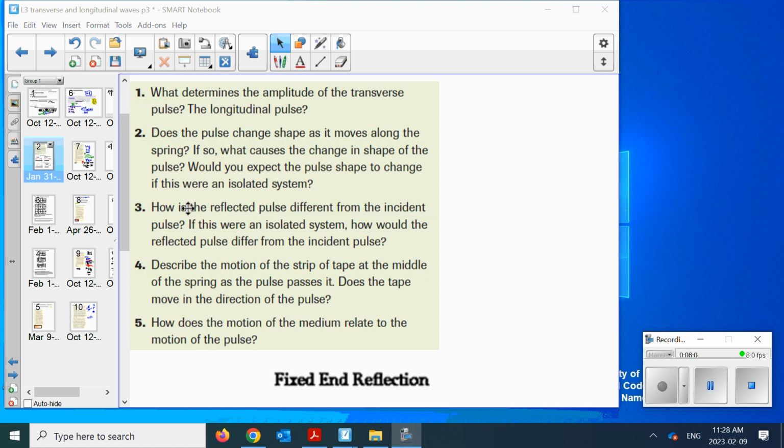Third point, how is the reflected pulse different from the incident pulse? The incident pulse is the one that's sent. Reflected, I think you understand, it hits the end and comes back. What happens? We have this, refer to diagram, basically, right? If it's a fixed end, it comes back on the opposite side. Just say refer to diagram, because you have it down there. If it was a free end, it came back on the same side. Just write refer to diagram, because I think the diagram explains it better than words, don't you?